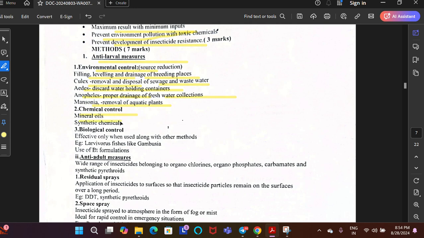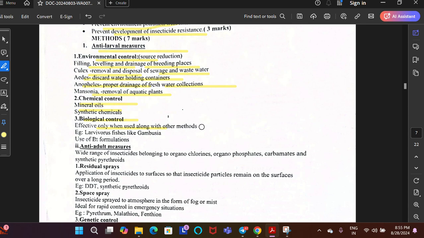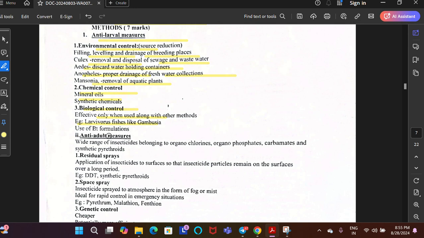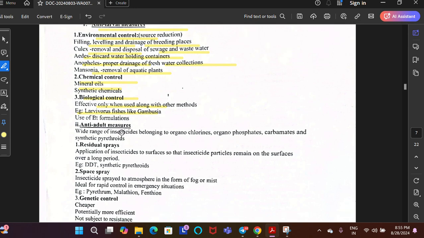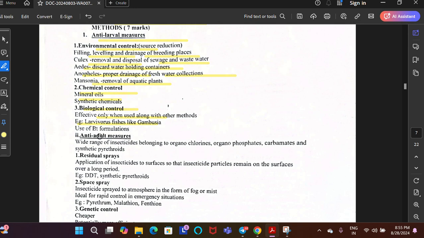Chemical control, we can use mineral oil and synthetic chemicals. Biological control is effective only when used along with other methods. Example, larvivorous fishes like Gambusia, and use of BT, Bacillus thuringiensis formulations. That will deal with the anti-larval measures.